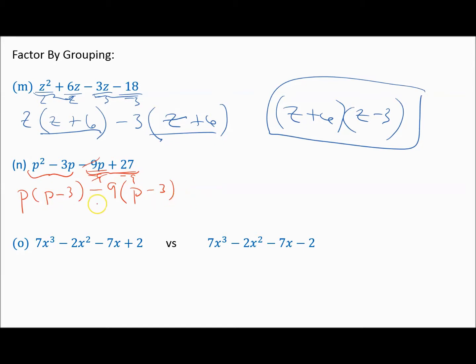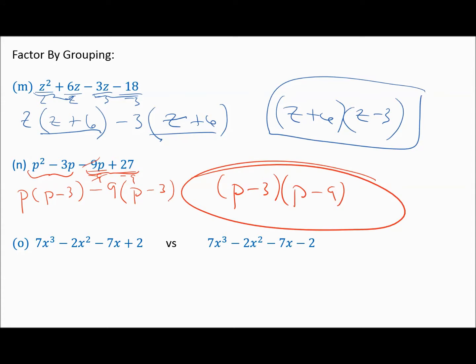Don't stop there either. Here's another mistake people make. They get here and they circle their answer like they're done. This is not factored because of the subtraction in the middle. So you have to write down the one that matches, which is p minus 3, times what's left out front, which is p minus 9. But that really is just a greatest common factor step.